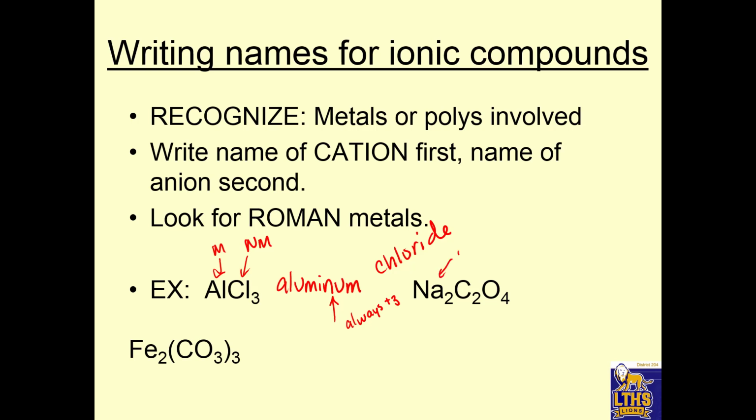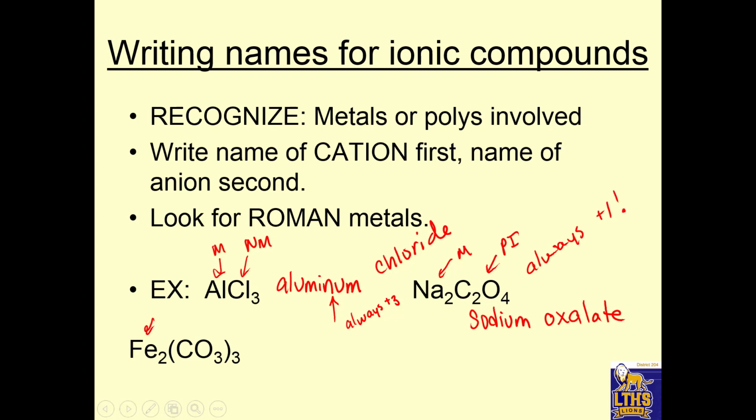Okay, metal, polyatomic ion. So I write the name of the metal, sodium. And then I write the name of the polyatomic ion, oxalate. Thank goodness I memorized that. Sodium oxalate. So, do I need anything else in the name? No, because sodium is always +1. So I don't need anything else.